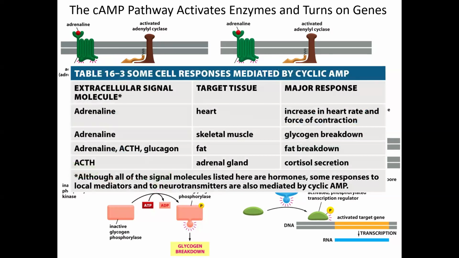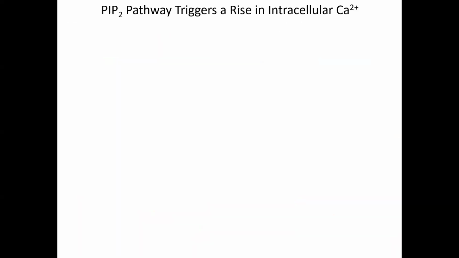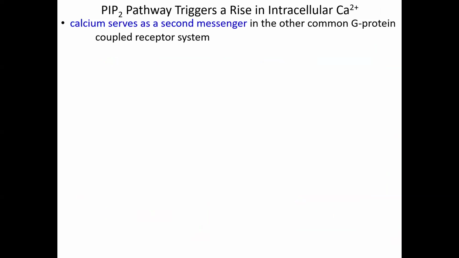So table 16.3 from the textbook gives you some common signaling molecules that bind to G protein coupled receptors, the target tissue where that binding occurs, and the physiological responses that occur. But all of it is through this kind of system. So with that air quote easy story of signal transduction through adenylate cyclase, let's talk about the more complicated signal transduction story relevant to G protein coupled receptors, the one that uses calcium as its second messenger.